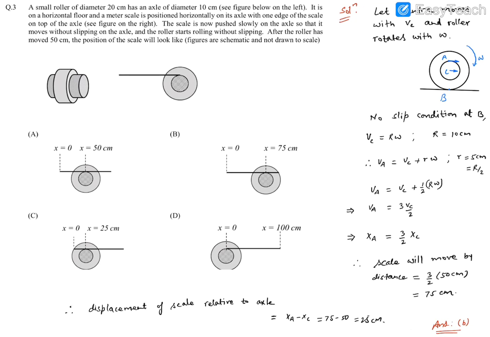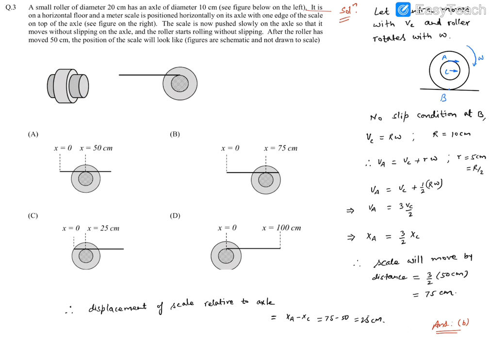Hello, here is question number 3 from JEE Advanced 2020, paper 1. It reads: a small roller of diameter 20 centimeter has an axle of diameter 10 centimeter. It has been shown in this figure.